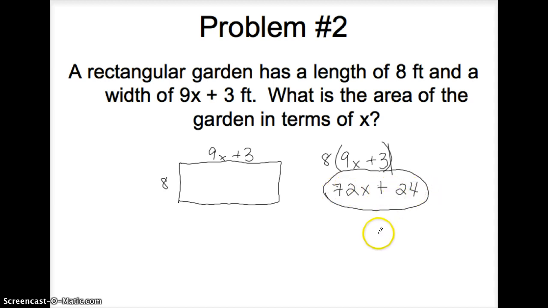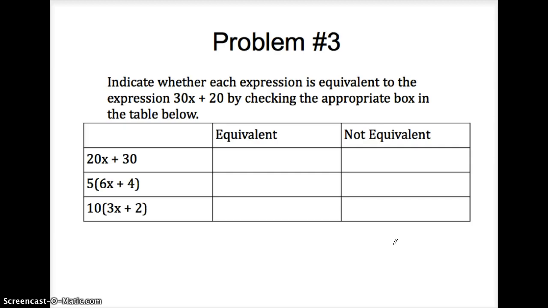If you need to pause and re-watch this video, please make sure you do. Here's the next problem. Here's problem number 3. Indicate whether each expression is equivalent to the expression 30x plus 20 by checking the appropriate box in the table below. You should copy this into your notebook.